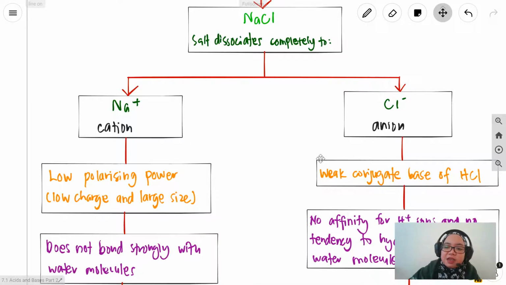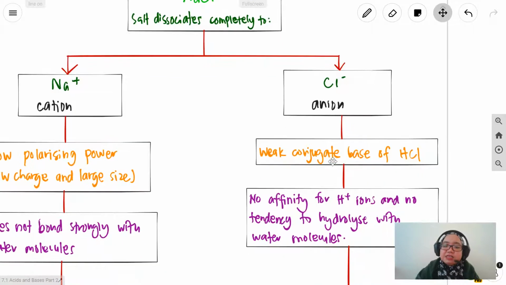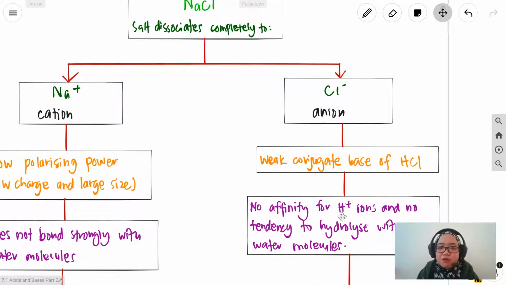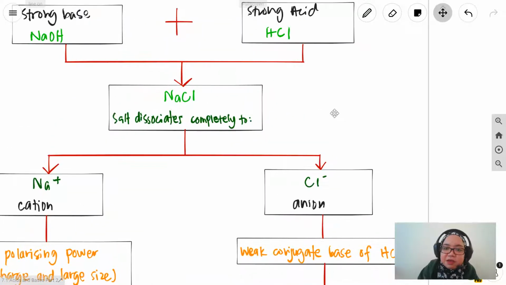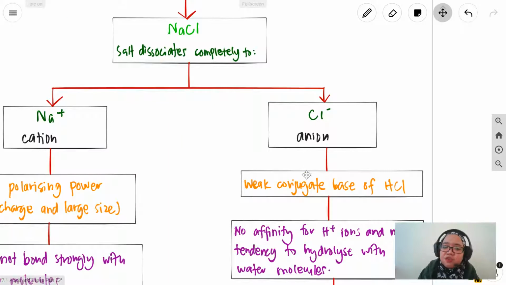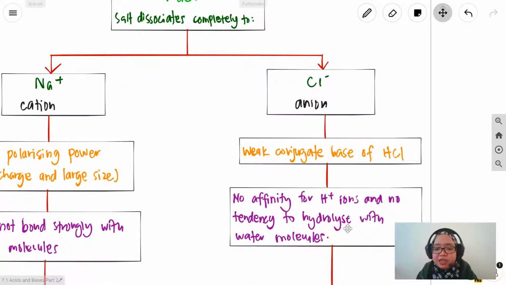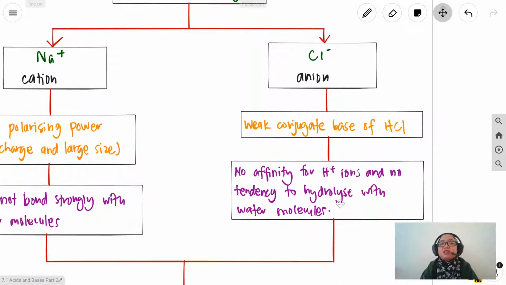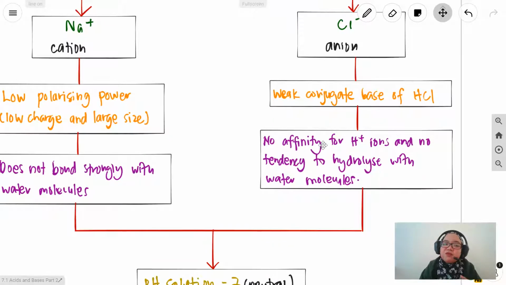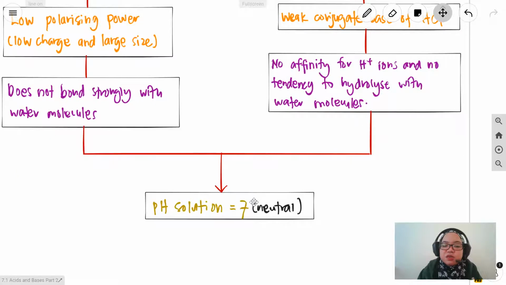For the chloride anion, since it is a weak conjugate base of hydrochloric acid, because a strong acid will produce a weak conjugate base. So a weak conjugate base has no affinity for hydrogen ion and no tendency to hydrolyze with water molecules. Hence, no reaction also at the anion hydrolysis. So when there is no hydrolysis reaction for the cation and anion, nothing changes. So the pH of the solution will equal 7, which means the salt is neutral.